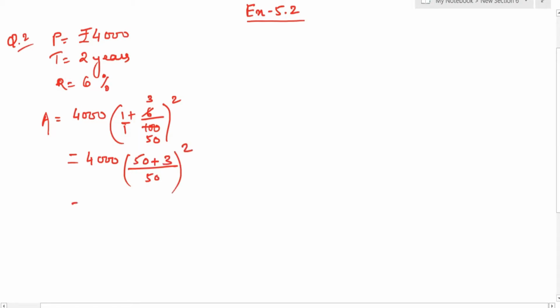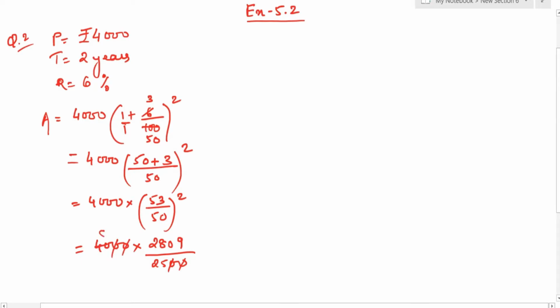Now I'll do the whole square for that. That is 4000 into (53 upon 50) whole square. Now we are doing the whole square: 4000 into the square of 53. The square of 53 is 2809, divided by the square of 50, which is 2500. The 2 zeros are going to be cancelled with each other, and then 5 8s are 40, and then 5 5s are 25. Finally, the amount we are getting is 8 into 2809 divided by 5.